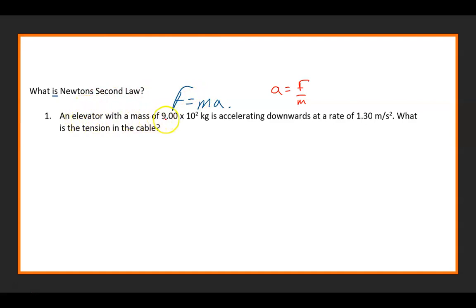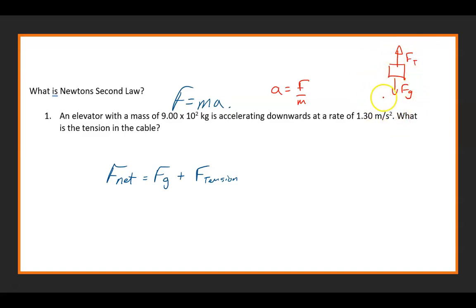An elevator with a mass of 900 kilograms is accelerating downwards at a rate of 1.3 meters per second squared. What is the tension in the cable? Well, remember that net force is actually a combination of these two forces. So there's two forces, gravity and tension. And we can picture it just kind of like that, where this is Fg, and we'll call this Ft.